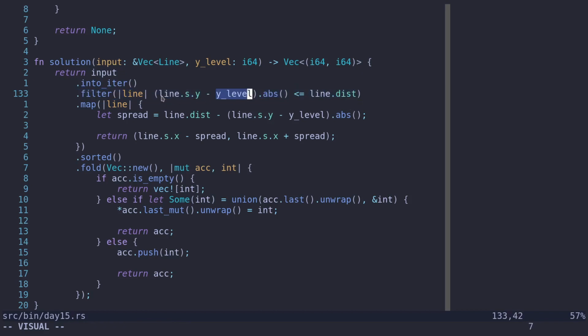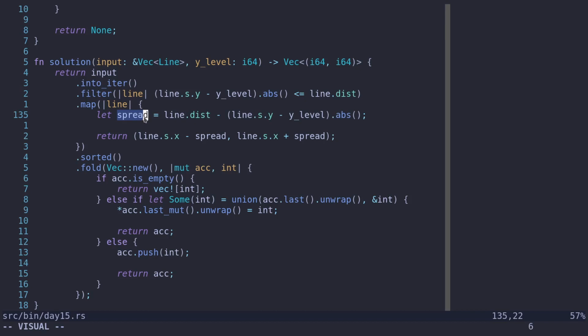So basically if the distance between the Y position of the sensor and the Y level is less than the Manhattan distance of the sensor, basically this is the maximum distance that the sensor is able to see because of the beacon. So we get all the sensors that are able to see that row. Then here I computed the interval on the x-axis that the sensor is able to see.